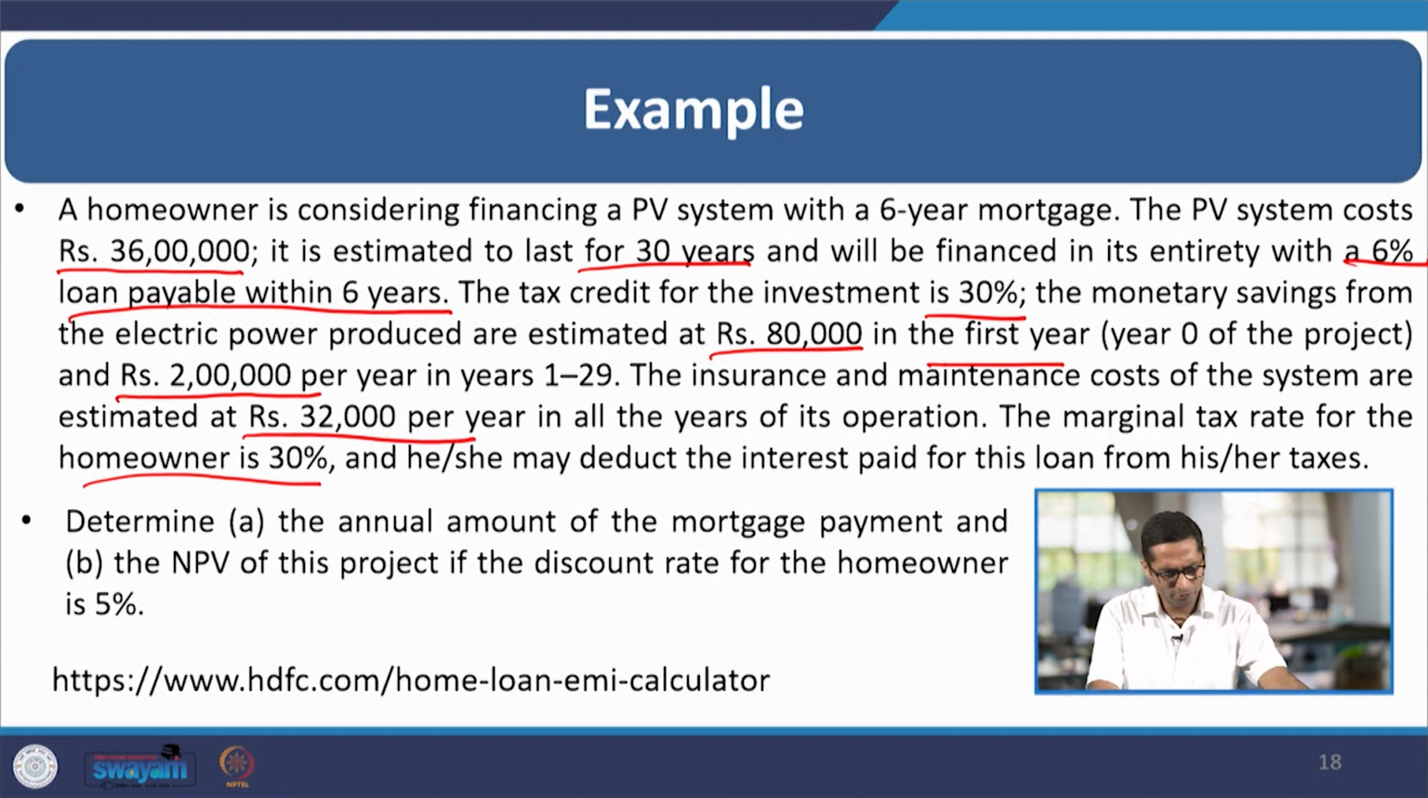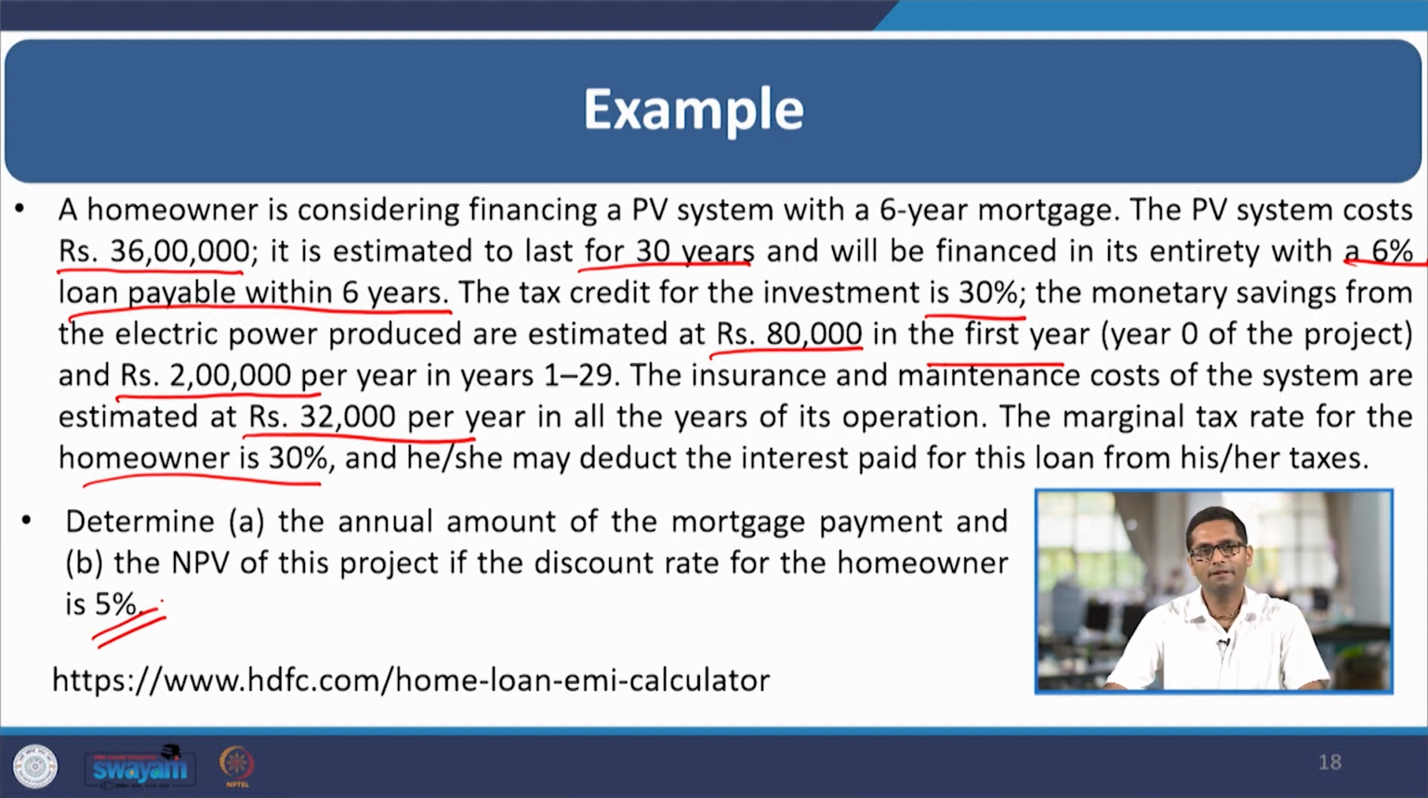So, what we would have to do is, let's try to determine the annual amount in terms of the payment that we make, and the NPV of the project if the discount rate for the homeowner in this case is 5%. Because it is a pretty safe investment and the homeowner is pretty confident to recover these kinds of investment, I have assumed a very small discount rate of 5%. So, let us try to understand this.